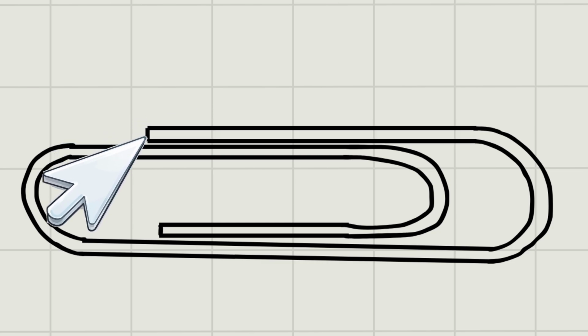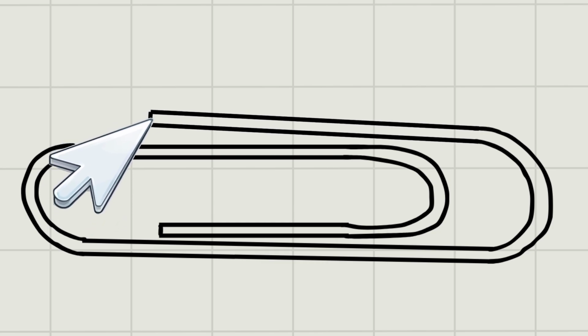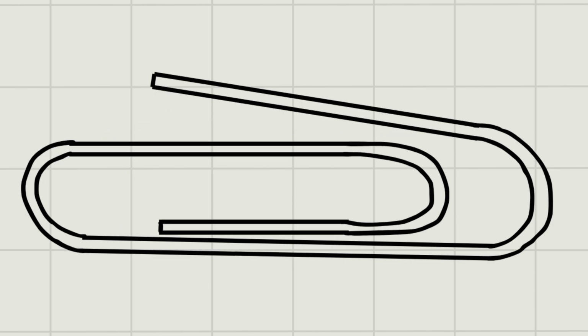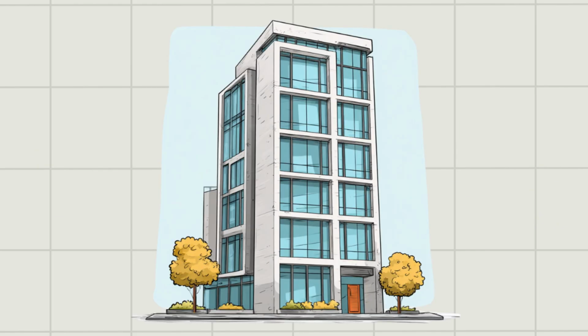Have you ever wondered why a paperclip springs back if you bend it a little, but stays bent if you push it too far? That specific moment is the difference between a safe structure and a catastrophe. Today, we're breaking down the physics behind it.